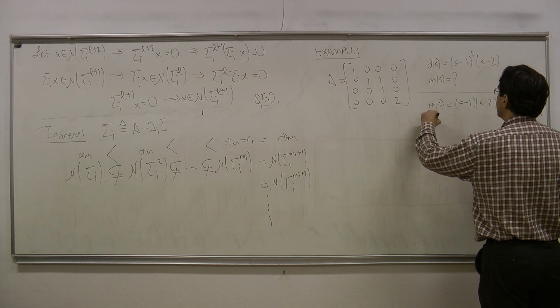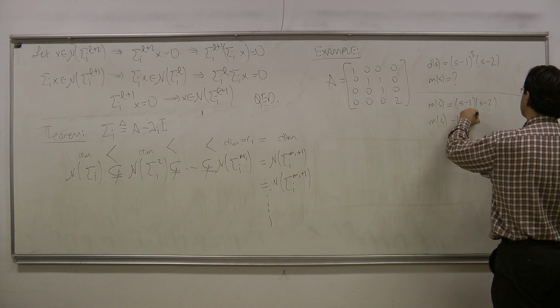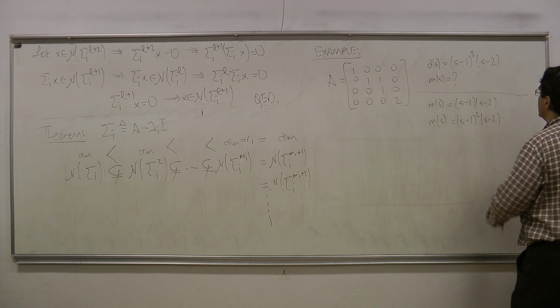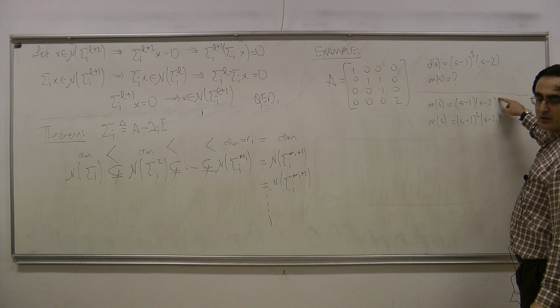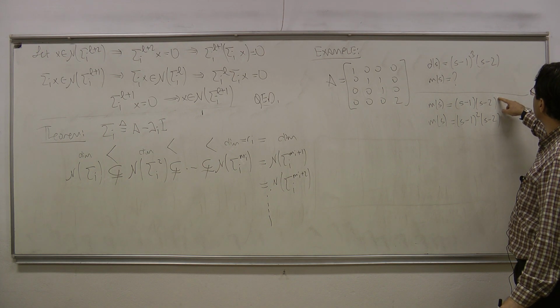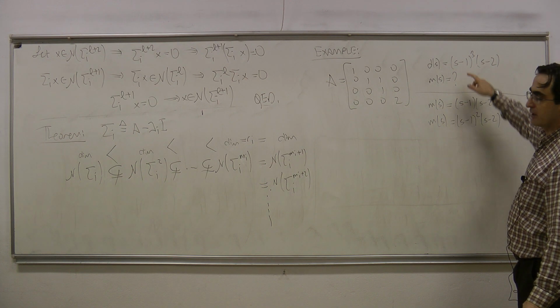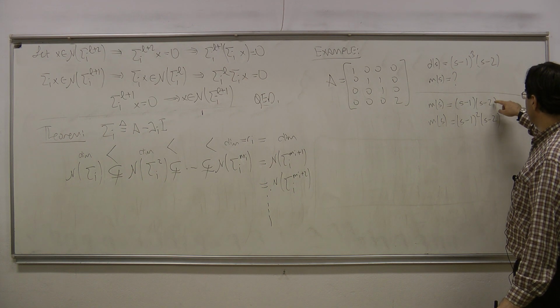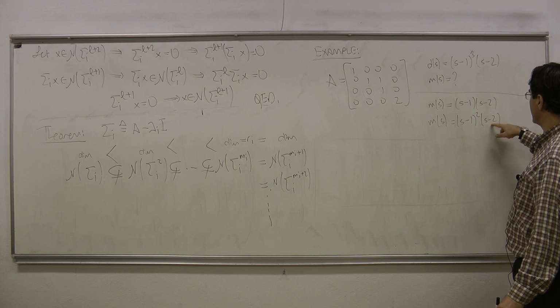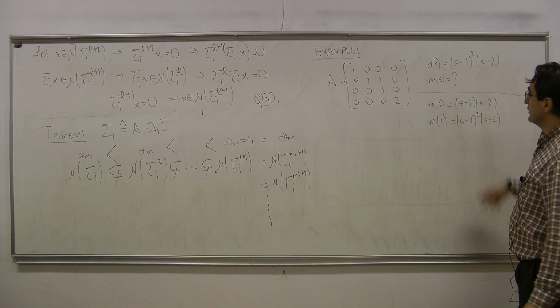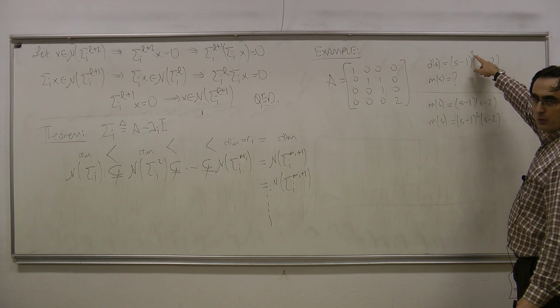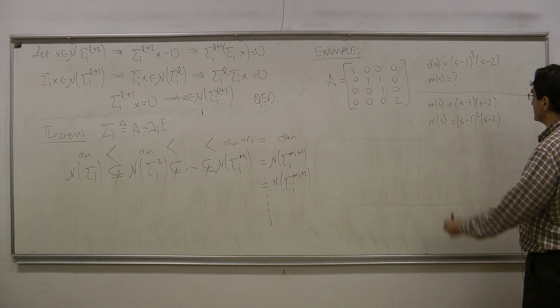What about this one? M of S, S minus 1 square, S minus 2. If I put a square here, it won't satisfy the second property of the minimal polynomial. Then this polynomial would not divide the characteristic polynomial. So this power should always be 1. S minus 2 should always have power 1, but the other power can change. It can be 1, 2, or 3. Okay? So this is the second alternative.